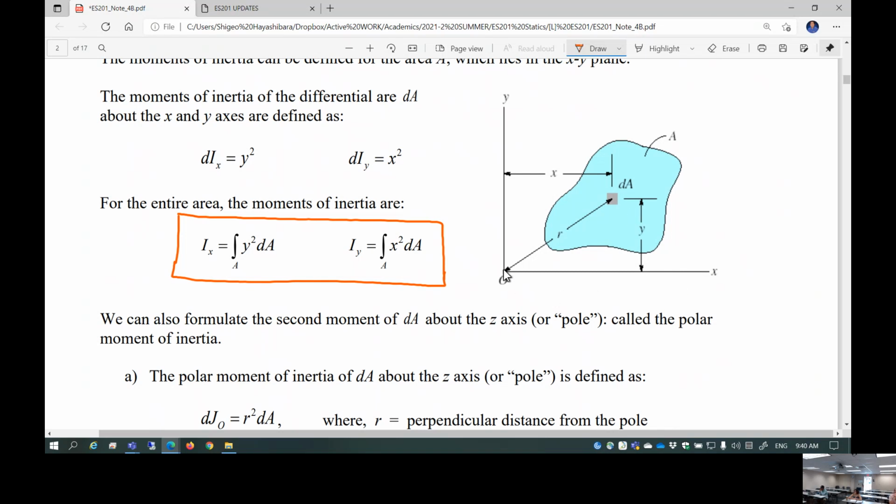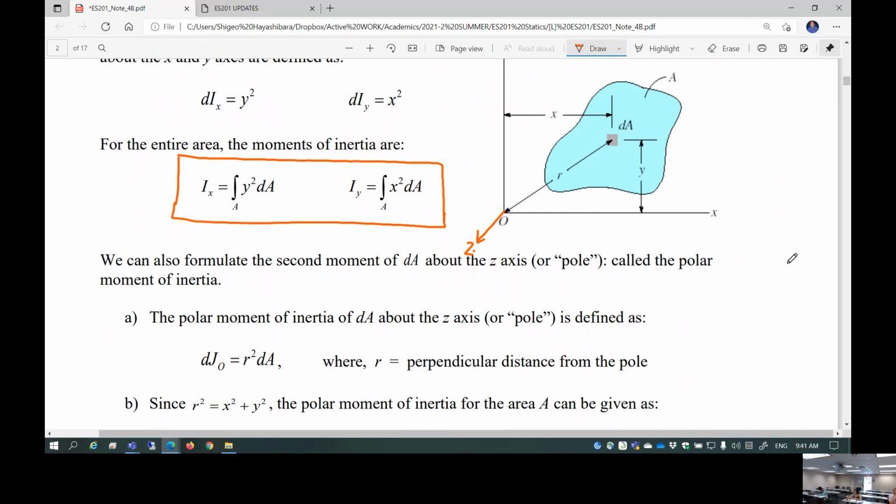However, you have the z-axis. Okay, the z-axis follows the right-hand rule. So the z-axis is actually coming out of that paper or surface. If you take the moment of inertia about the z-axis, this is called polar moment of inertia. Okay, z-axis or pole. So this is called polar moment of inertia.